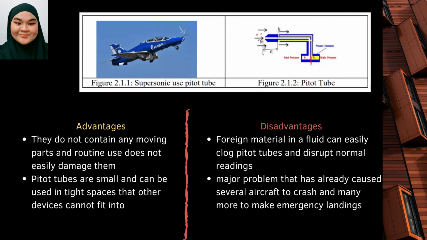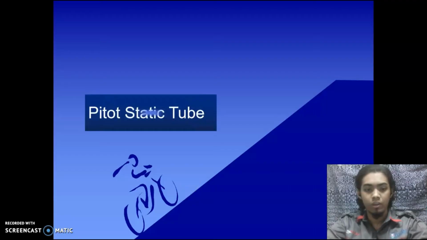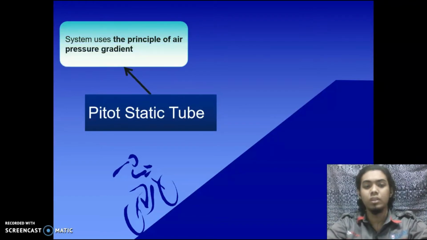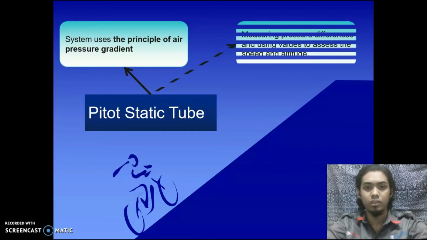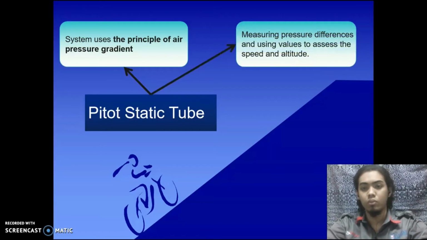Disadvantages: for a material using fluid, it can easily clog the pitot tube and disrupt normal readings. This is a major problem that has already caused several aircraft to crash and many more to make emergency landings. The second type of pitot tube is the pitot static tube. The pitot static system uses the principle of air pressure gradient. The pitot tube works by measuring pressure difference and using the value to assess the speed and altitude.